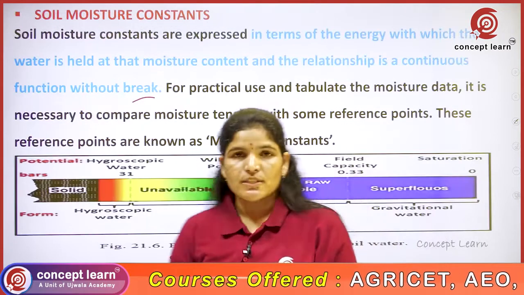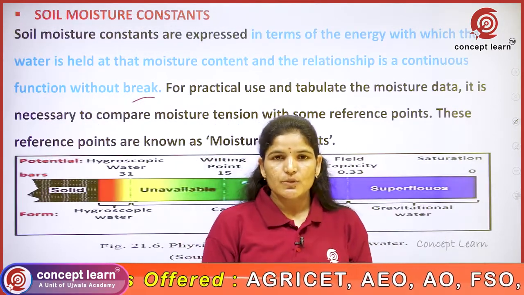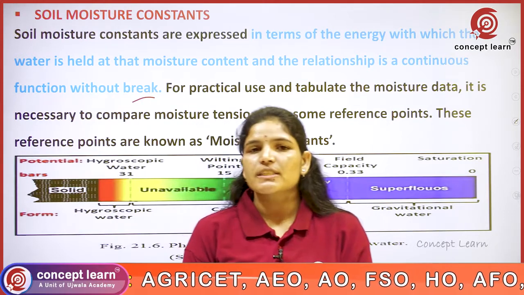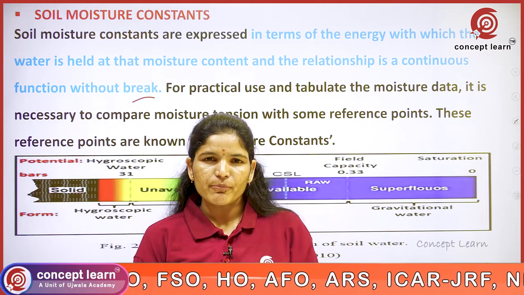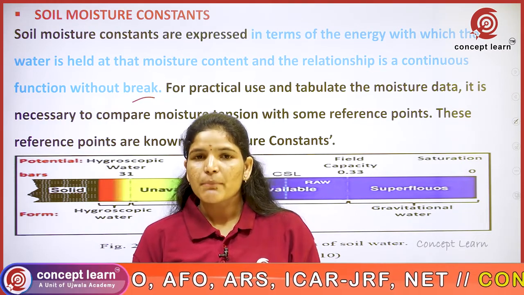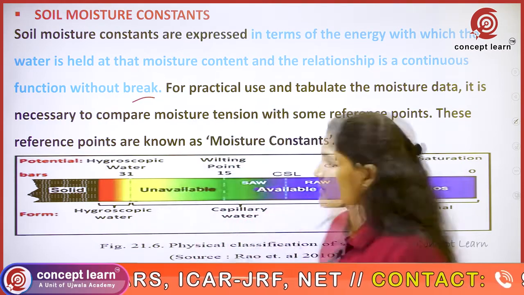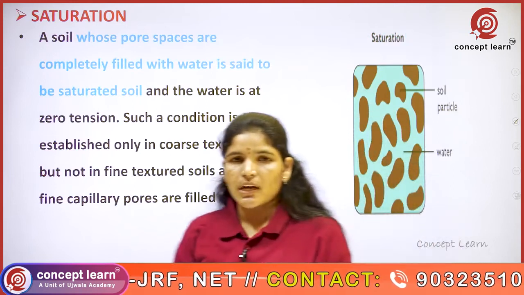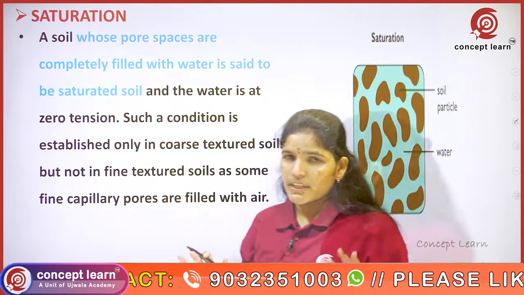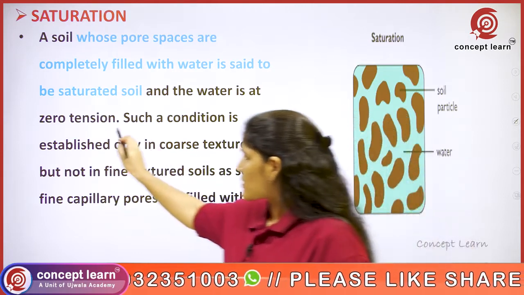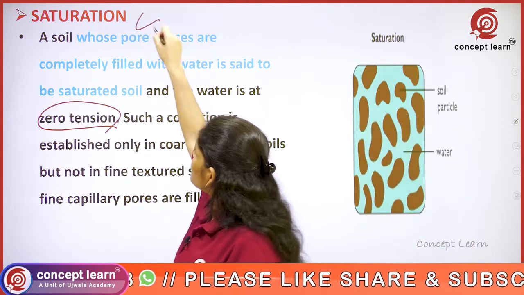Coming to the soil moisture constants, the water present in the soil is held with some amount of energy. This is called a soil moisture constant. There are different types of moisture constants present in the soil based on the energy, and we can see them. Coming to saturation, when we call a soil saturated, it means the pores are completely filled with water and the soil is at zero tension. This is important for the exam.